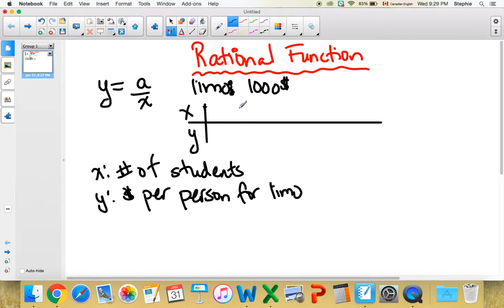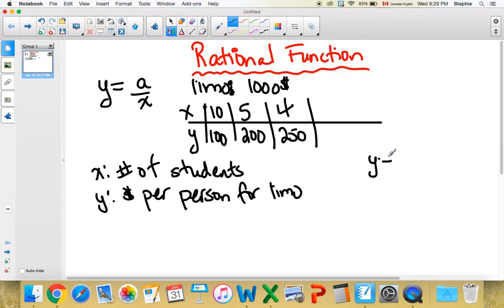And we said, okay, well, if 10 people go, because it's a 10-seater, then each person pays $100. If 5 people go, then each person will pay $200. If 4 people end up going, then of course they're going to be paying more. And this I'm getting by literally going y is equal to 1,000 divided by x.